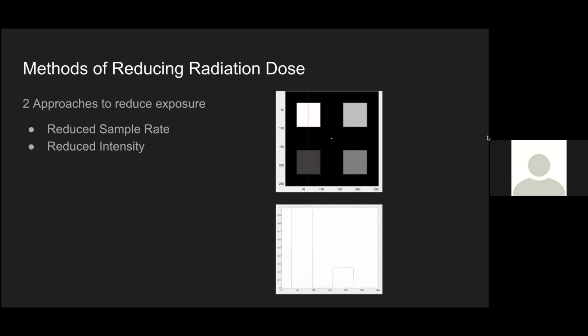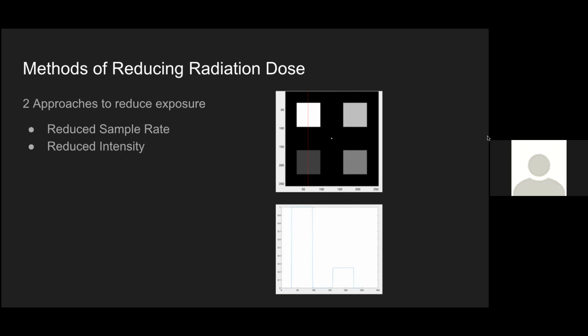All right, so how can we minimize the radiation dose to patients? There are two main approaches that we could consider. The first one is reducing the sample rate, so the number of times that the CT machine takes a picture as it rotates around the patient. The second is to reduce the intensity of the beam, so lower the number of photons that pass through the patient, limiting the number of chances for DNA to be damaged.